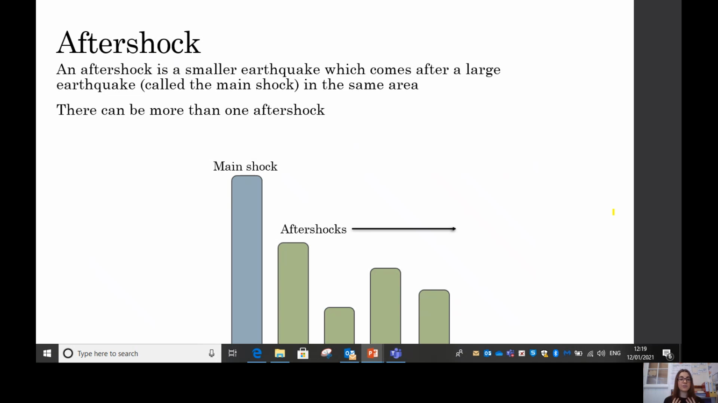My turn, your turn. Aftershock. So an aftershock is a smaller earthquake which comes after a large earthquake. So the earthquake's called the main shock, and then we get a lot of smaller aftershocks that come after the main earthquake in the same area. And there can be more than one aftershock. There's often lots. And they can come, as we can see on this little graph, in varying amounts. So the first one you might get might be quite big, and you might get a smaller one, it might get bigger again. But your first physical effect of an earthquake is aftershocks.